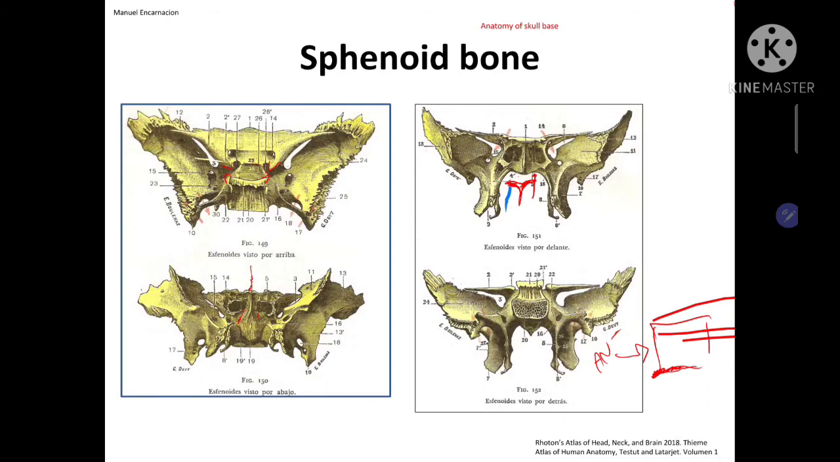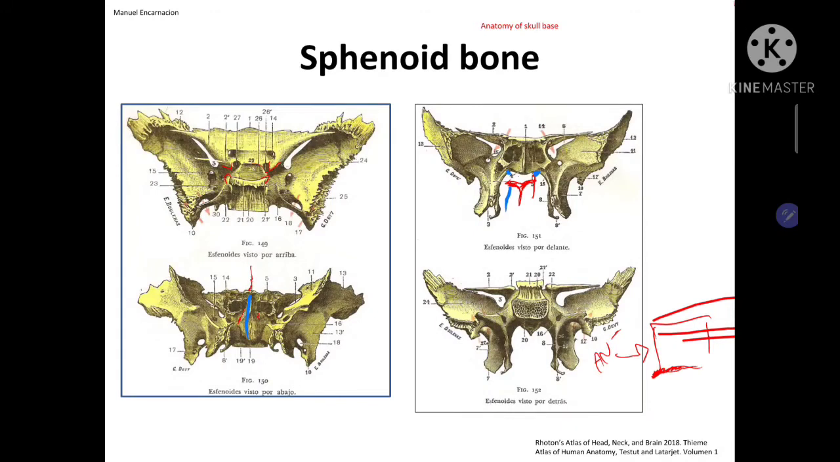So on each side of the middle crest, you see the middle crest here, we want to find a smooth, triangular surface. Okay. Sometimes it's formed this turbinate, sphenoid turbinate. We cannot see it here, but sometimes we're gonna find it, in blue. Okay. The sphenoid turbinate.